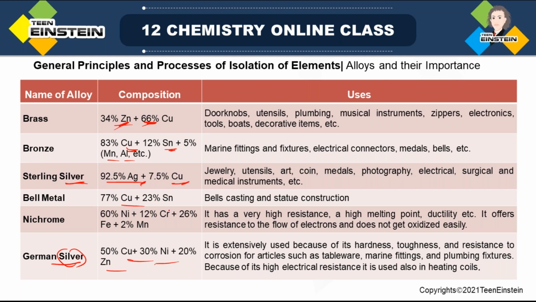Then bell metal, copper and tin. Nichrome. So nichrome, from the name we can understand nickel and chromium must be present, but here we also have iron and manganese. And German silver, it contains copper, nickel, zinc, but there is no presence of silver, but still it is called German silver. Okay.